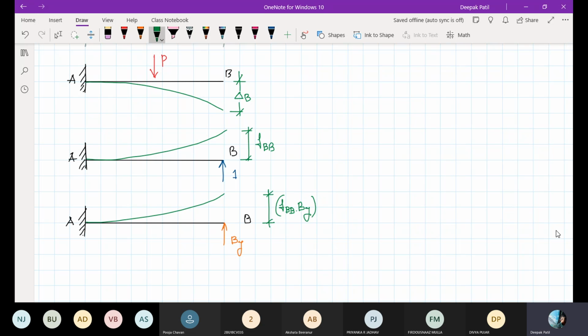Yes, sir. Okay, I will explain once again. For unit load, the deflection is FBB. So for load By, it is FBB into By. Have you understood? Yes, sir.